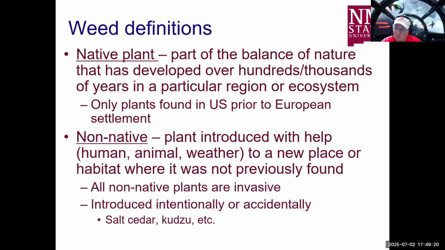So, a plant that was introduced with help, either by humans, animals, or weather. Some of our diseases have been introduced in those ways, insects as well. They didn't always come in on a shipping container or a ship from a different part of the world. Sometimes they came in on a hurricane. So they found a new place to habitat where they were not previously found. Native plants have always been here. Non-native plants have been introduced in some way.